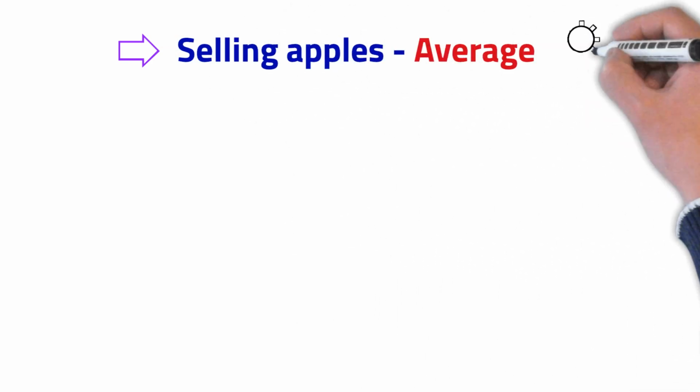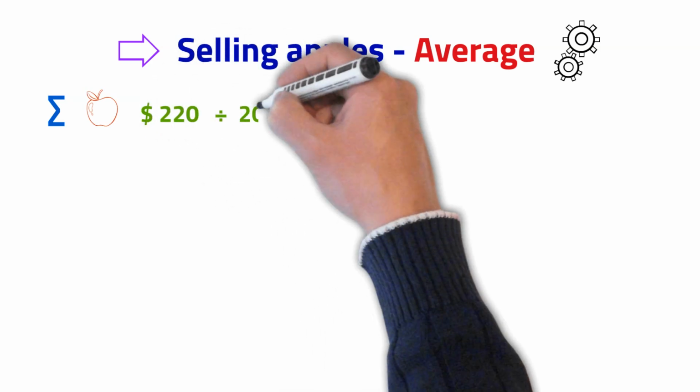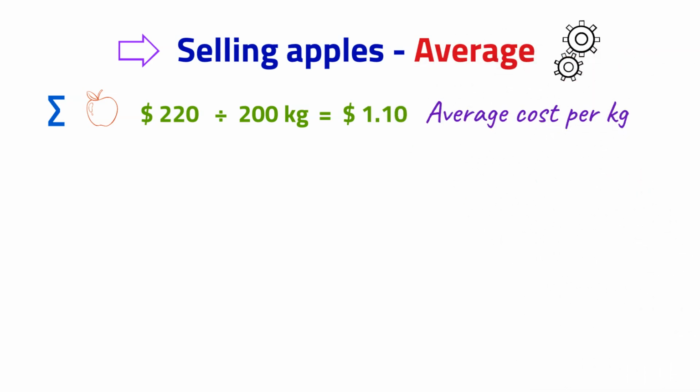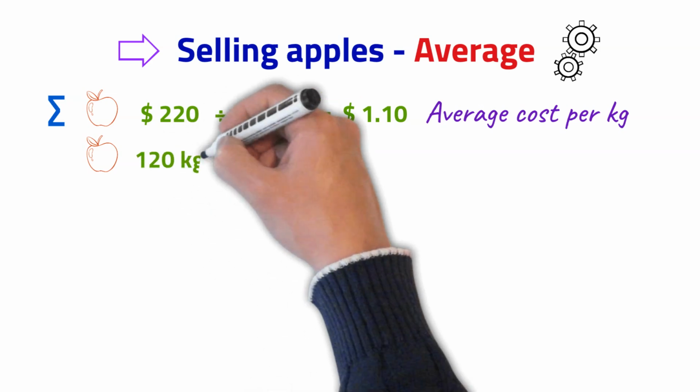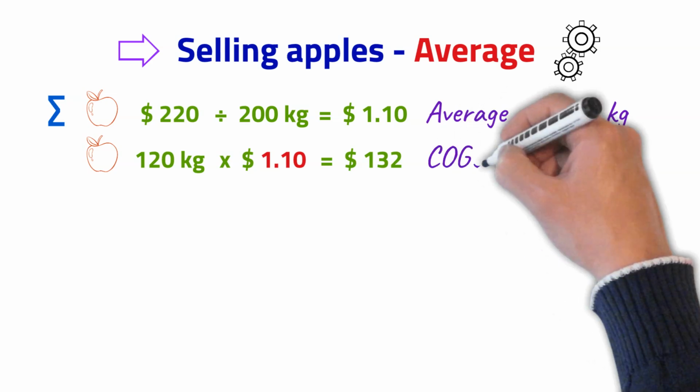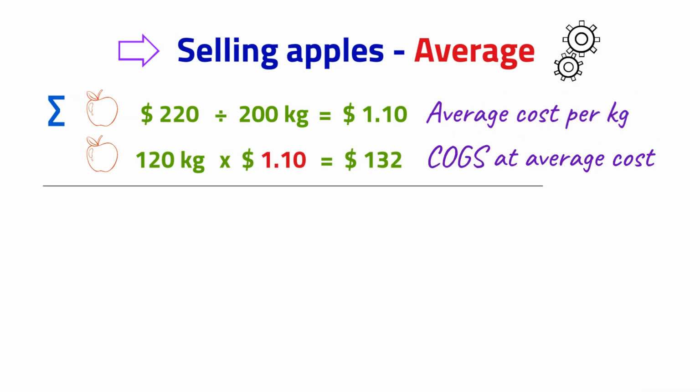And what happens under weighted average method? Here we calculate an average cost of every kilogram we have purchased. It would be $220 divided by 200 kilograms and will result in $1.10 per kilogram. When we sell 120 kilograms of apples, our total cost of goods sold would be 120 times 1.10, which is $132. This is higher compared to FIFO, as we are distributing more expensive apples from the second batch overall inventory.